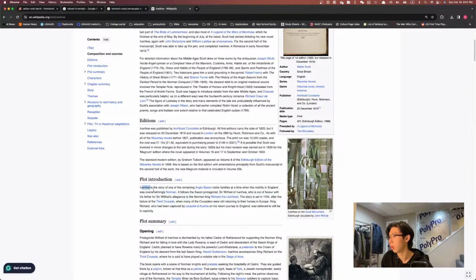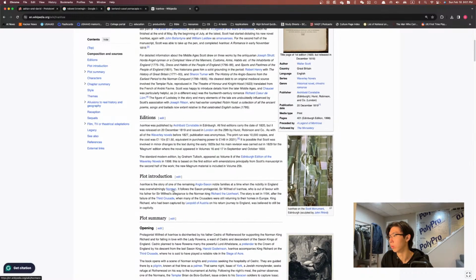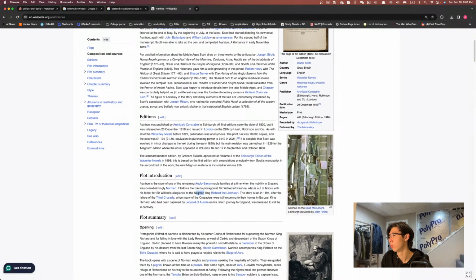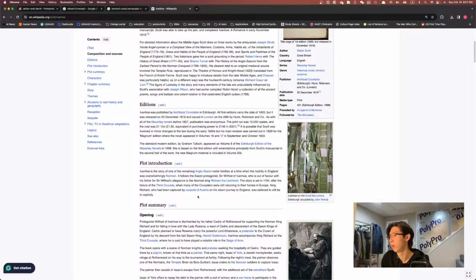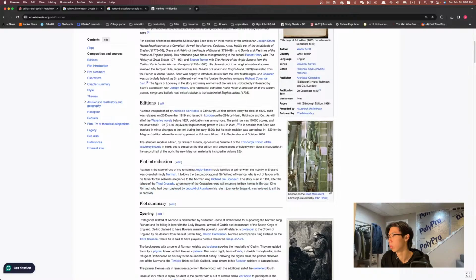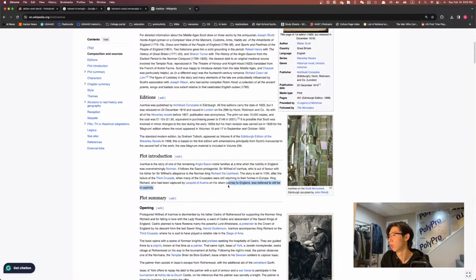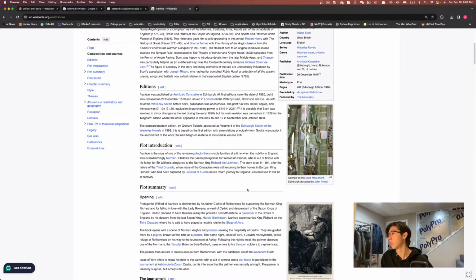Many Anglo-Saxon noble families, a time when nobility in England is overwhelmingly Norman, while as a Saxon protagonist, Sir Wilfrid of Ivanhoe was out of favor for his father's allegiance to the Norman king Richard the Lionheart. After the Third Crusade, when the Crusaders were still returning to their homes in Europe, King Richard, who had been captured by Leopold of Austria, is still to be in captivity.